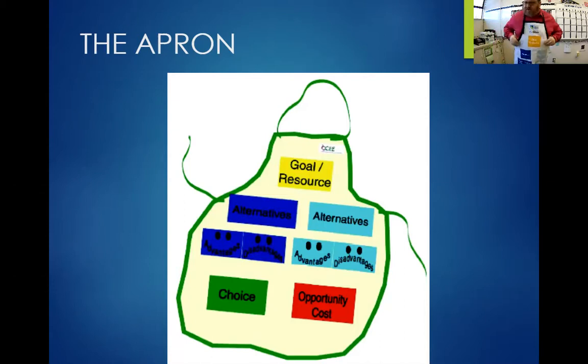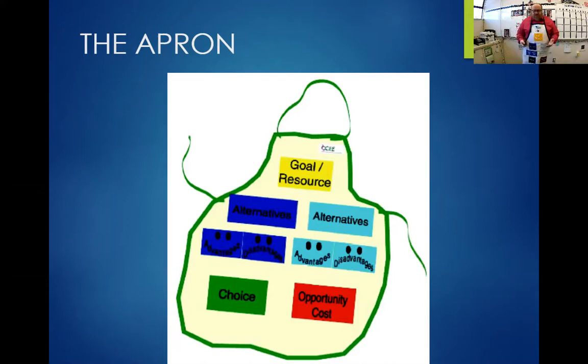So I'm going to remove these for right now. We have up here, just like it shows on the slide, your goals or resources. You've got your two alternatives, right? You've got the advantages and disadvantages of each, and then at the end, we have our choice and our opportunity cost. So again, to illustrate this, I'm going to use a story.